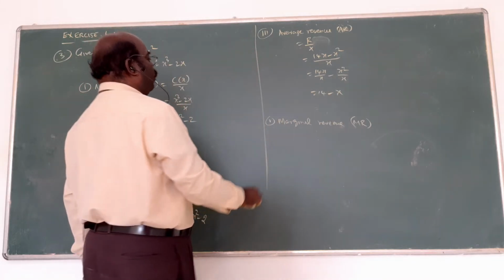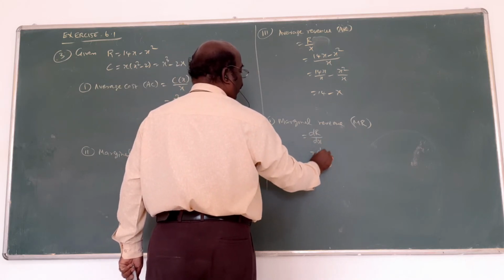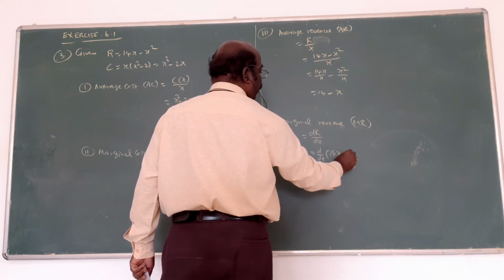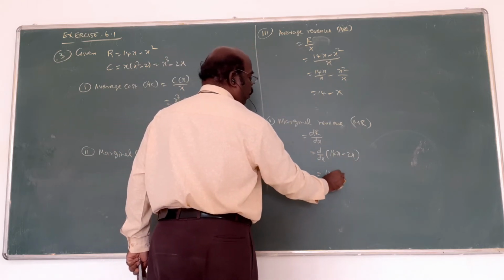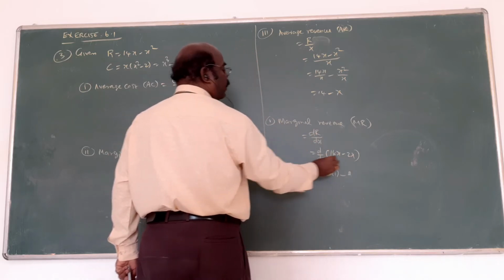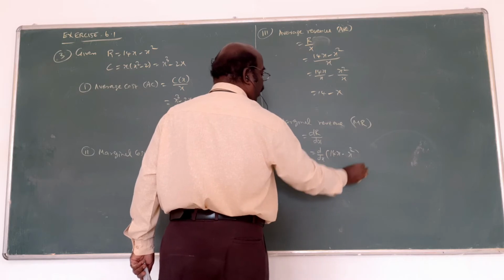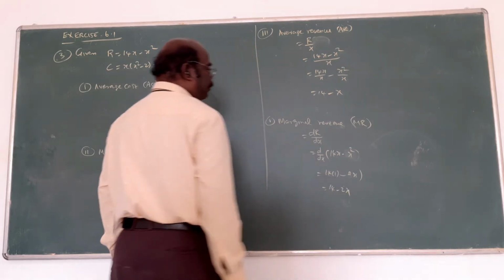Then marginal revenue, that is what? dR by dx, differentiating one time. R is 14x minus x square. Now differentiate this with respect to x: 14 into 1 minus 2x into 1. Actually, 14x minus x square, replace. Am I right? 14 minus 2x is the answer.